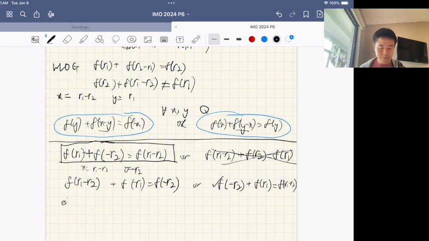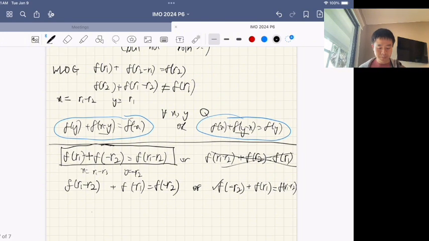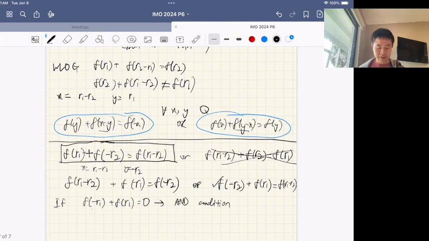So again we have two cases. Now the question is whether this one is an 'or' or an 'and'. If f of minus R1 plus R1 equals 0, then we have an 'and' condition. If it's not equal to 0, that means f of R1 minus R2 plus f of minus R1 is not equal to minus R2.